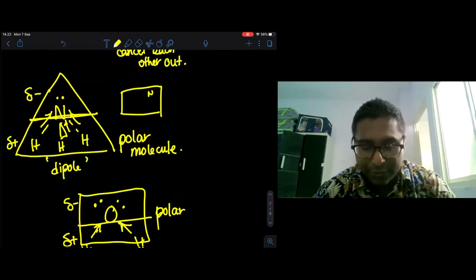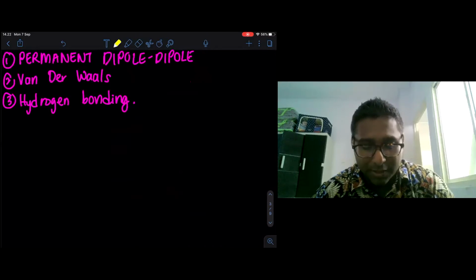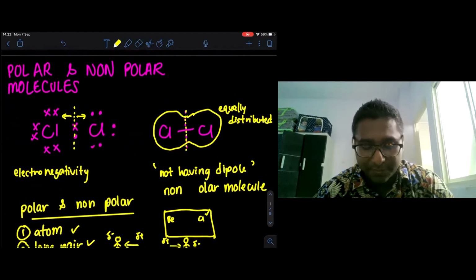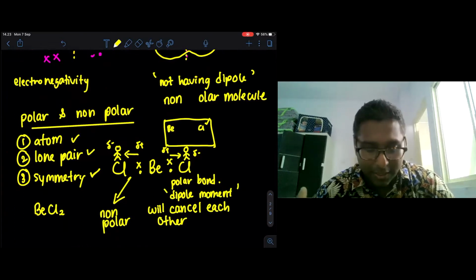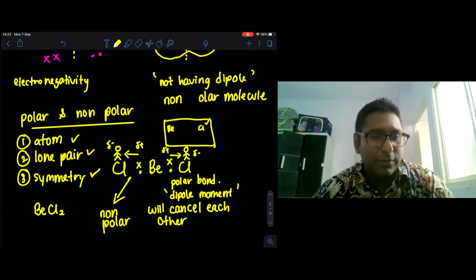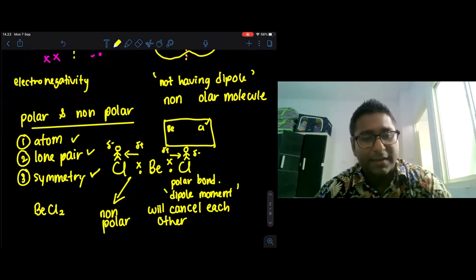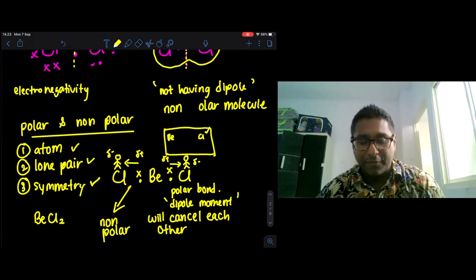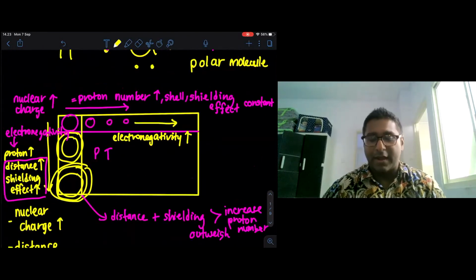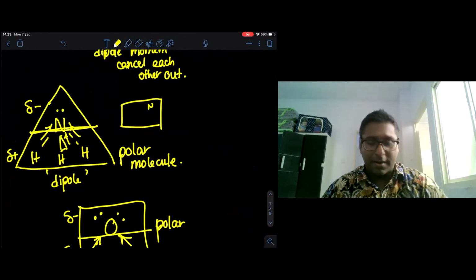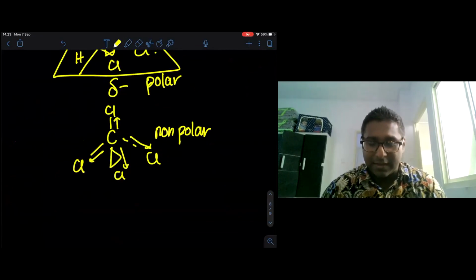But you need to understand the concept if you want to identify whether something is polar or non-polar. You have to look at the atoms, you need to look at the lone pairs, and you need to look at the symmetry of the molecule. That is very important. Therefore, based on electronegativity, we can identify polar and non-polar molecules. Now let us check what you understand from today's lesson.